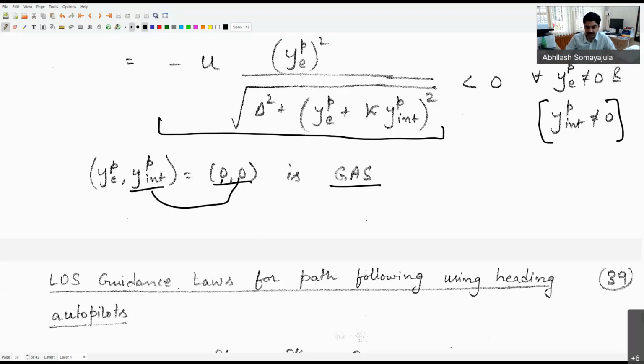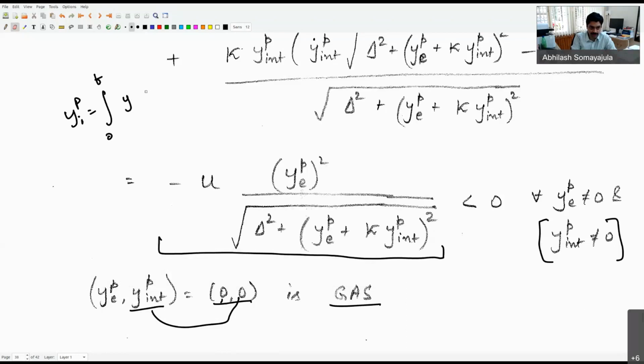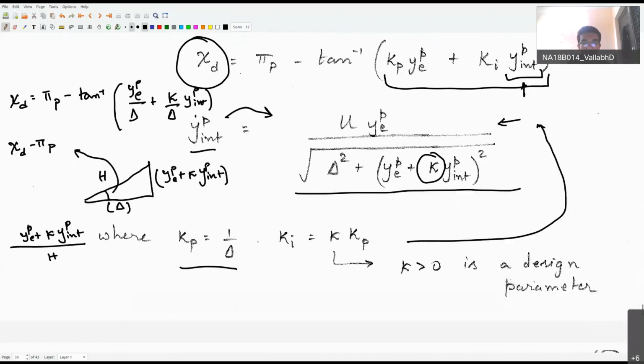In our normal PI, this y int will be something like an accumulation of the error, right? So in our normal PI, this YP integral will simply be the integral from 0 to t of YPE of tau d tau, an accumulation of the error. Here, we are not using that, we have substituted it with some other equation itself. So it's not technically a perfect integral term that you are getting out of it.